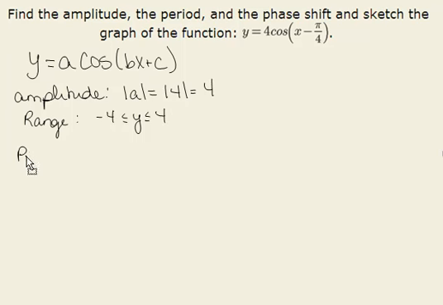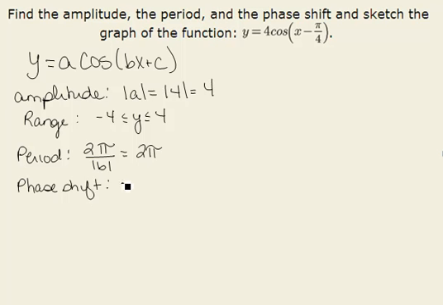We are now ready to look at the period. The period of any cosine function is given by the formula 2 pi over the absolute value of b. We will recognize in our equation that b is equal to 1, therefore there is no change in the period. The period stays at 2 pi units. We are now ready to look at the phase shift.